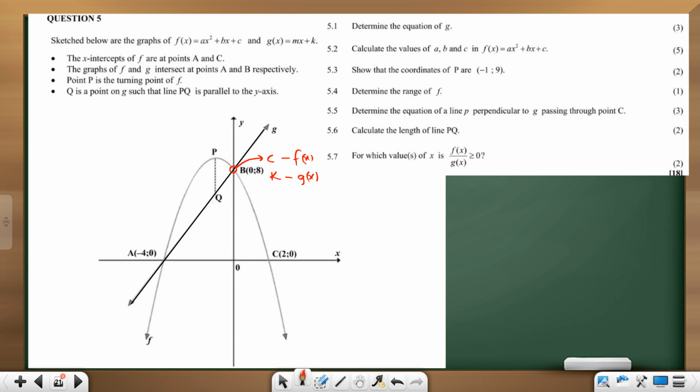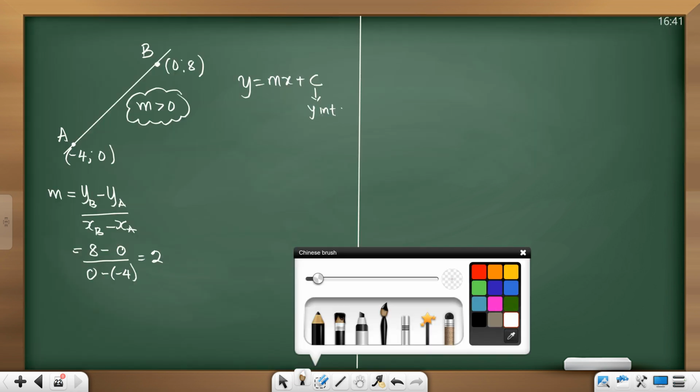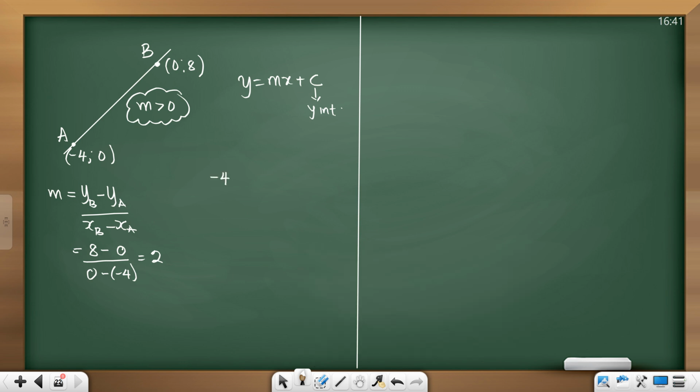I already have that, which is 8. You don't need to calculate. But let's see if we're going to get 8. I want to show you something quickly. You can pick any point. I'll pick A, -4 and 0. Let's try that. Just to show you that 8.